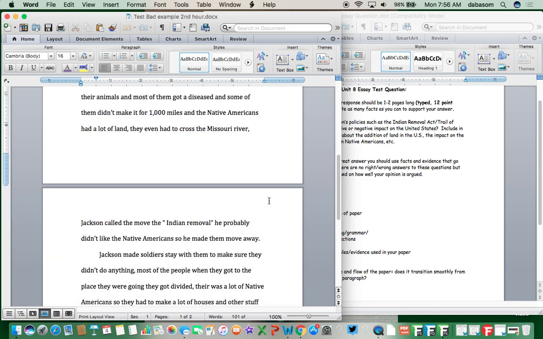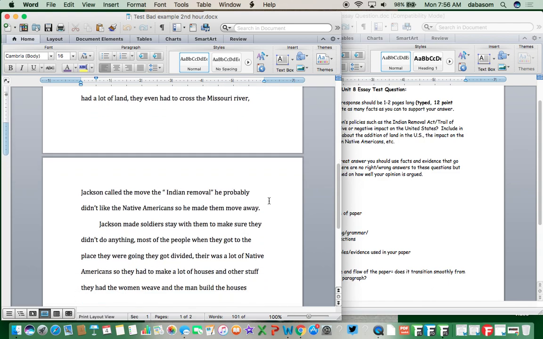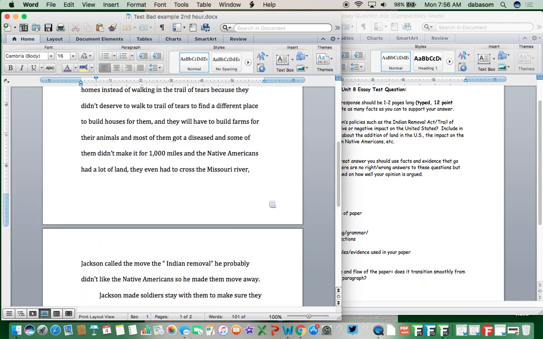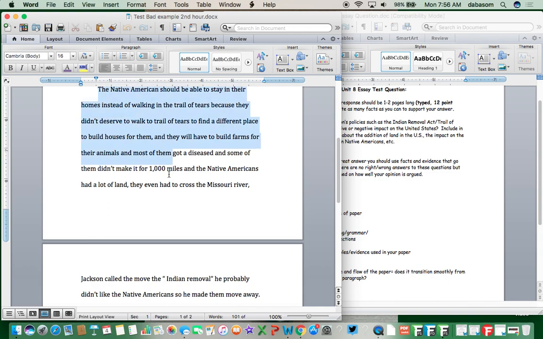Jackson called the move the Indian removal. He probably didn't like the Native Americans, so he made them move anyway. Now, although this paragraph is difficult to understand from a reading perspective, there is some good information in here.